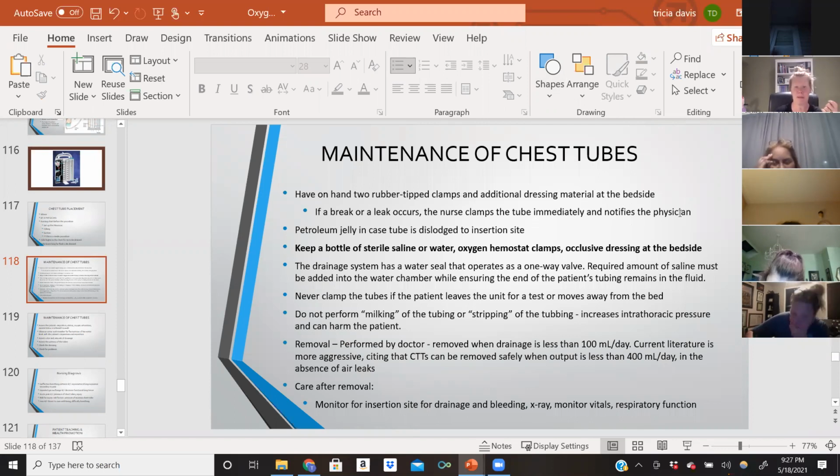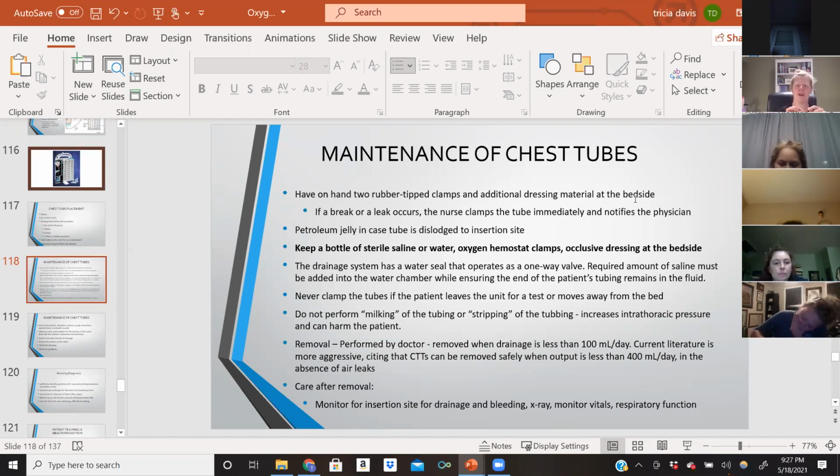You also want to keep some petroleum jelly. If for some reason that chest tube comes dislodged, we automatically take petroleum jelly and we put it over top of that site where the chest tube came out. We put that dressing back on top and we call the doctor right away. You always want to keep a bottle of sterile water in the room, those hemostat clamps, and that occlusive dressing at the bedside. The dressing, just in case you have to reinforce it in case there's any blood or fluid coming out or if you need to change it.